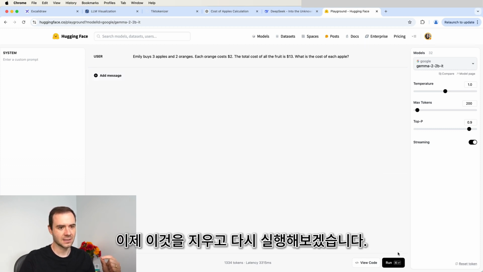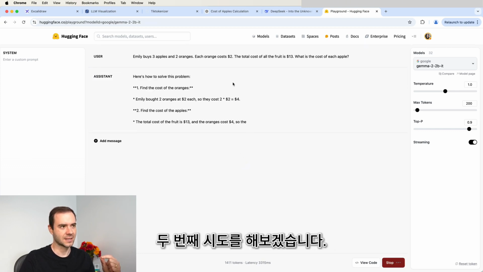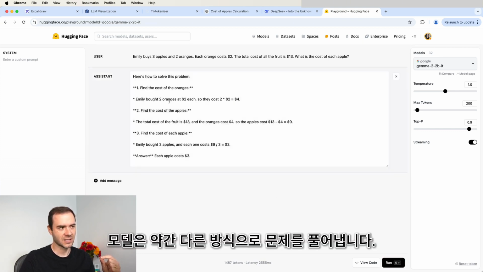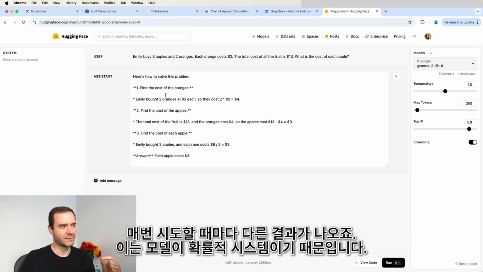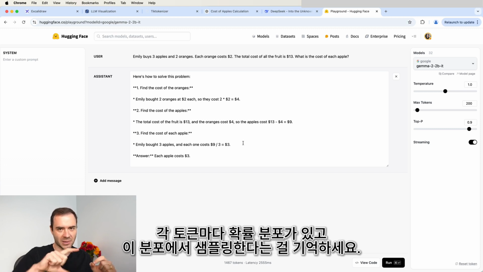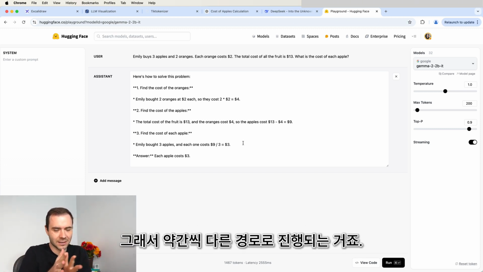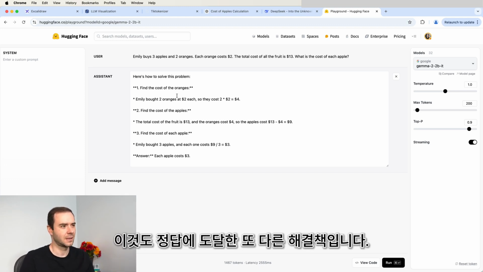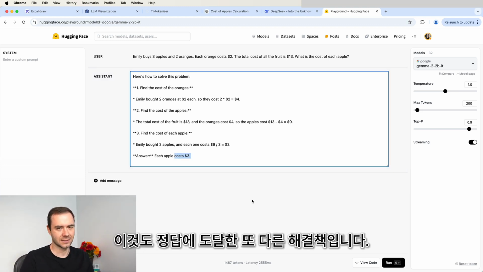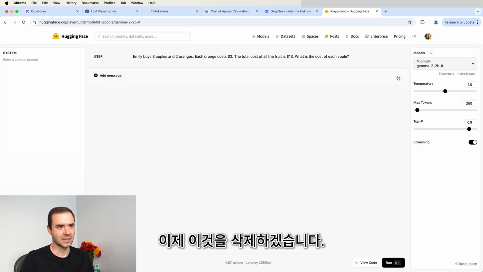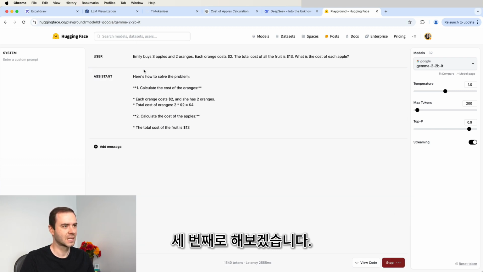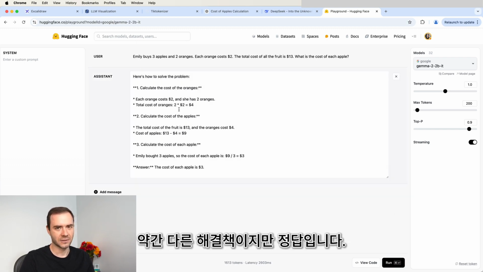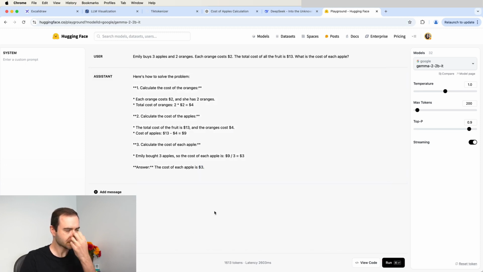Now we're going to delete this and rerun it. Let's try a second attempt. The model solves it in a slightly different way, right? Every single attempt will be a different generation because these models are stochastic systems. Remember that at every single token we have a probability distribution and we're sampling from that distribution, so we end up going down slightly different paths. This second solution also ends in the correct answer. Now we're going to delete that. Let's go a third time. Again, a slightly different solution, but it also gets it correct.